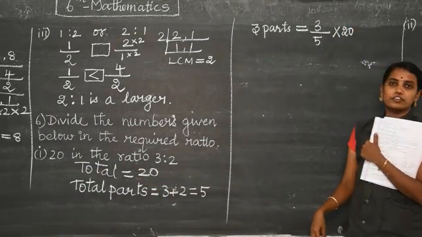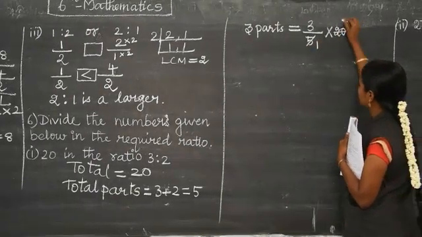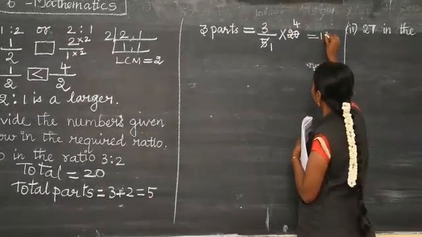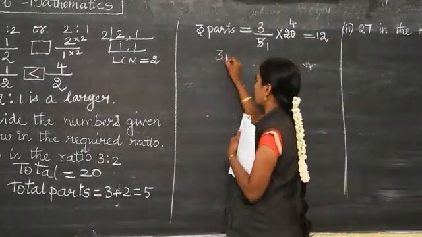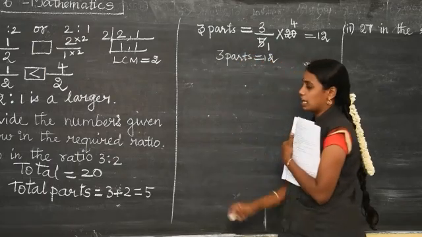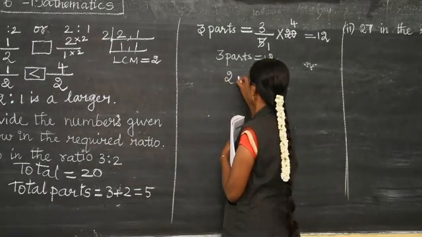Okay, now go for the cancellation. 5 table, 5 ones are 5, 5 fours are 20. Now multiply, 3 fours are 12. So 3 parts 12. Okay, 3 parts 12.